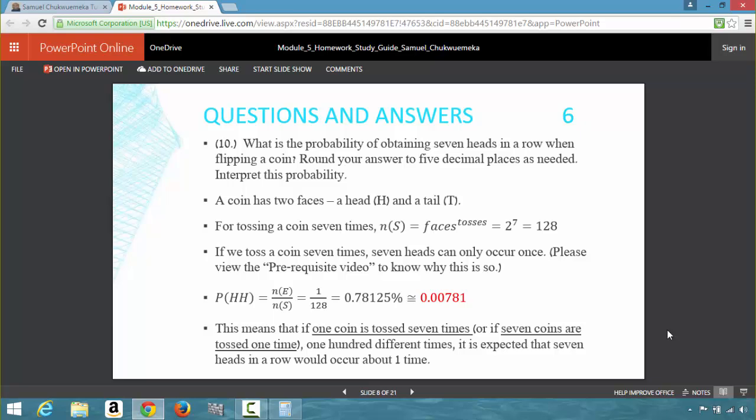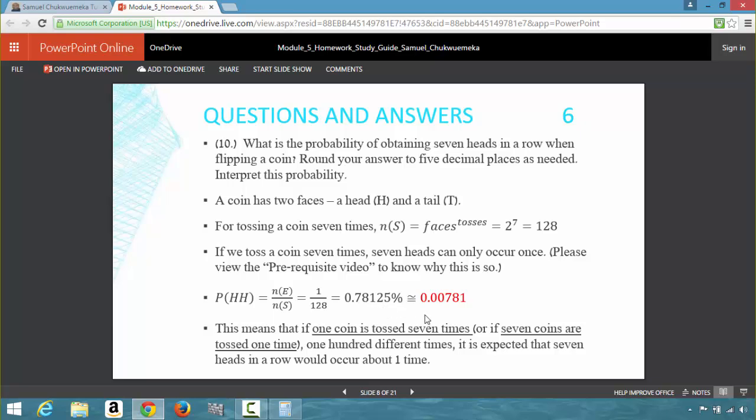Okay, question 10 is the same principle. In this case, 7 heads in a row. So that would be 2 exponent 7, and that is 128. In this case, the answer is more than 5 decimal places, so you round. When you round, you get this. You round to just 5 decimal places, that is what as needed means. So if you round, you now get that.